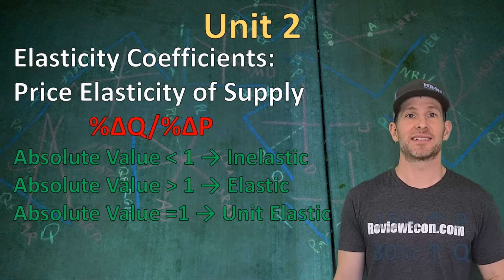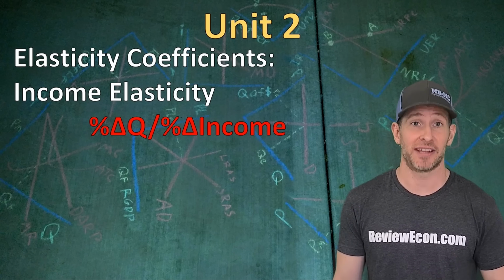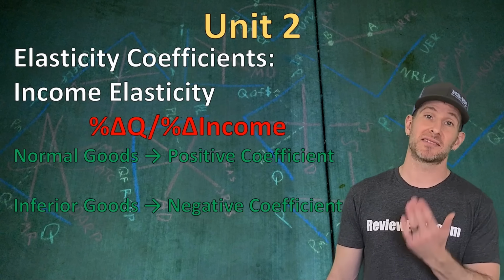The next type of elasticity is income elasticity. That formula is the percentage change in quantity divided by the percentage change of income. And while you take the absolute value to determine if this is elastic, inelastic, or unit elastic, that positive or negative tells us something about these goods. Normal goods are going to have a positive coefficient because there's a direct relationship between income and the quantity people buy. When it comes to inferior goods, an increase in income causes a decrease in the quantity consumed, and those are things like single-ply toilet paper or condensed soup.